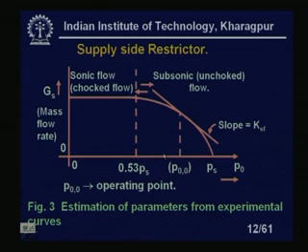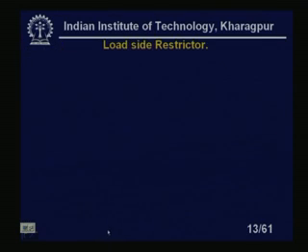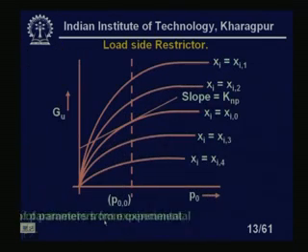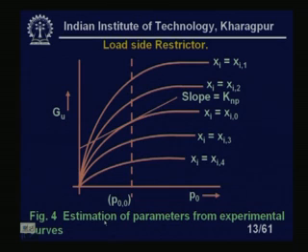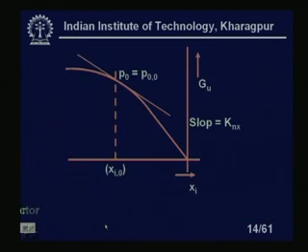Okay. Now, what are the legends? Let us look at the load side restrictor. It looks like this one. You see here, for different positions of the xi, if I change the PU, how my GU will change. So, we have plotted like this in this particular graph.